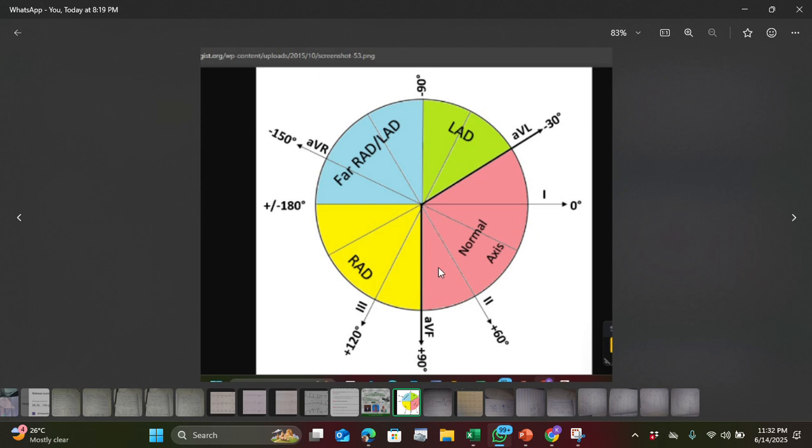See where right axis deviation is. So the position of the distance doesn't matter. That's why you need to learn the degrees. And extreme axis is from minus 90 to minus 150 degrees.